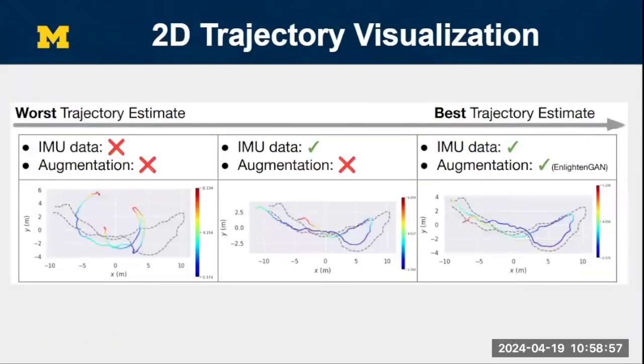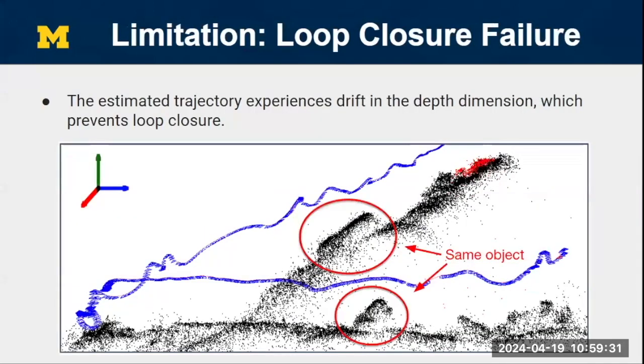To supplement our quantitative performance analysis, we also visualized our results. From left to right, these plots show results from Visual SLAM with no augmentation, then Visual Inertial SLAM with no augmentation, and finally Visual Inertial SLAM on images run through EnlightenGAN. These plots depict the ground truth trajectory as a dotted line and the estimated trajectory in color. We see that using IMU data brings our estimated trajectory significantly closer to the ground truth, with image augmentation further improving the trajectory. One limitation of our work is that OrbSLAM 3 experiences loop closure failure on the Aqualoc dataset.